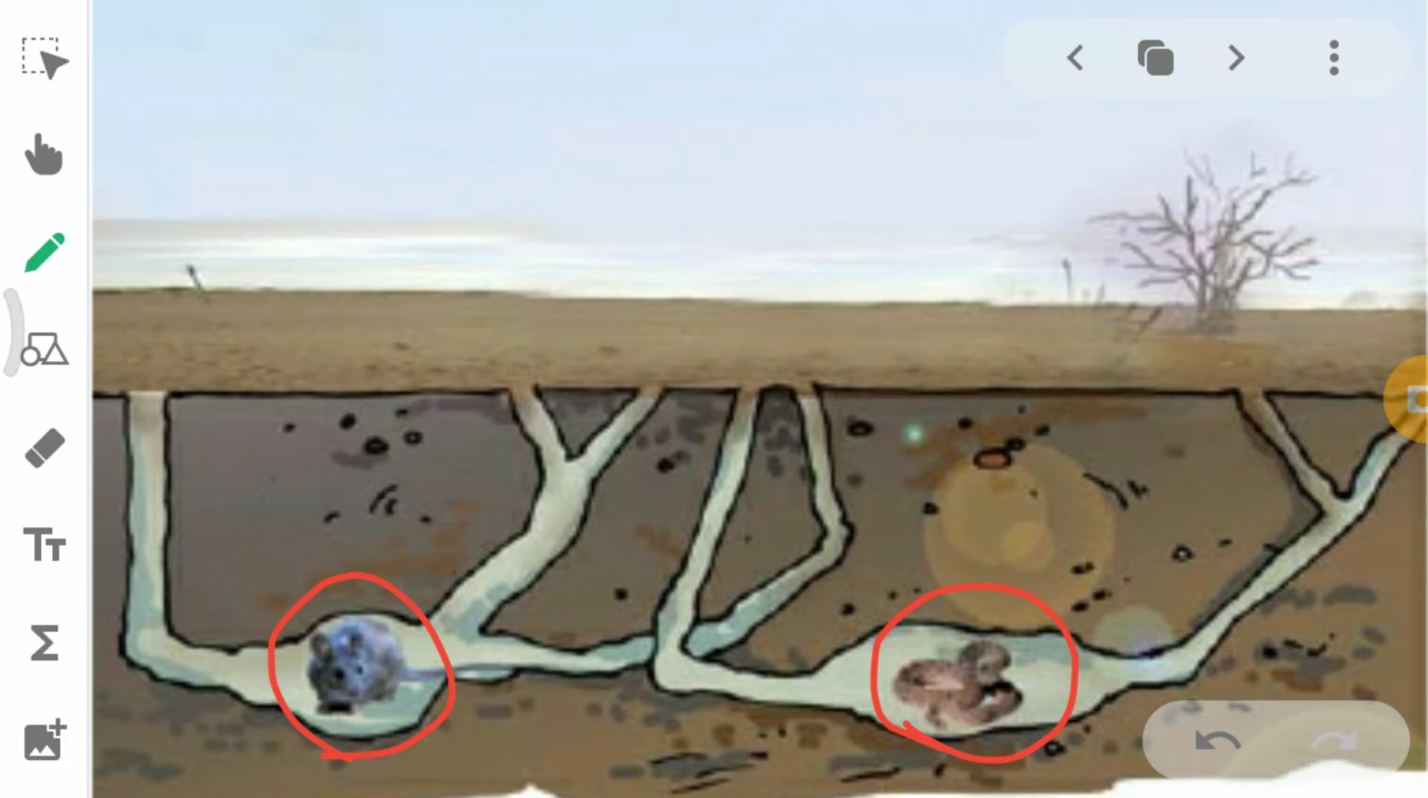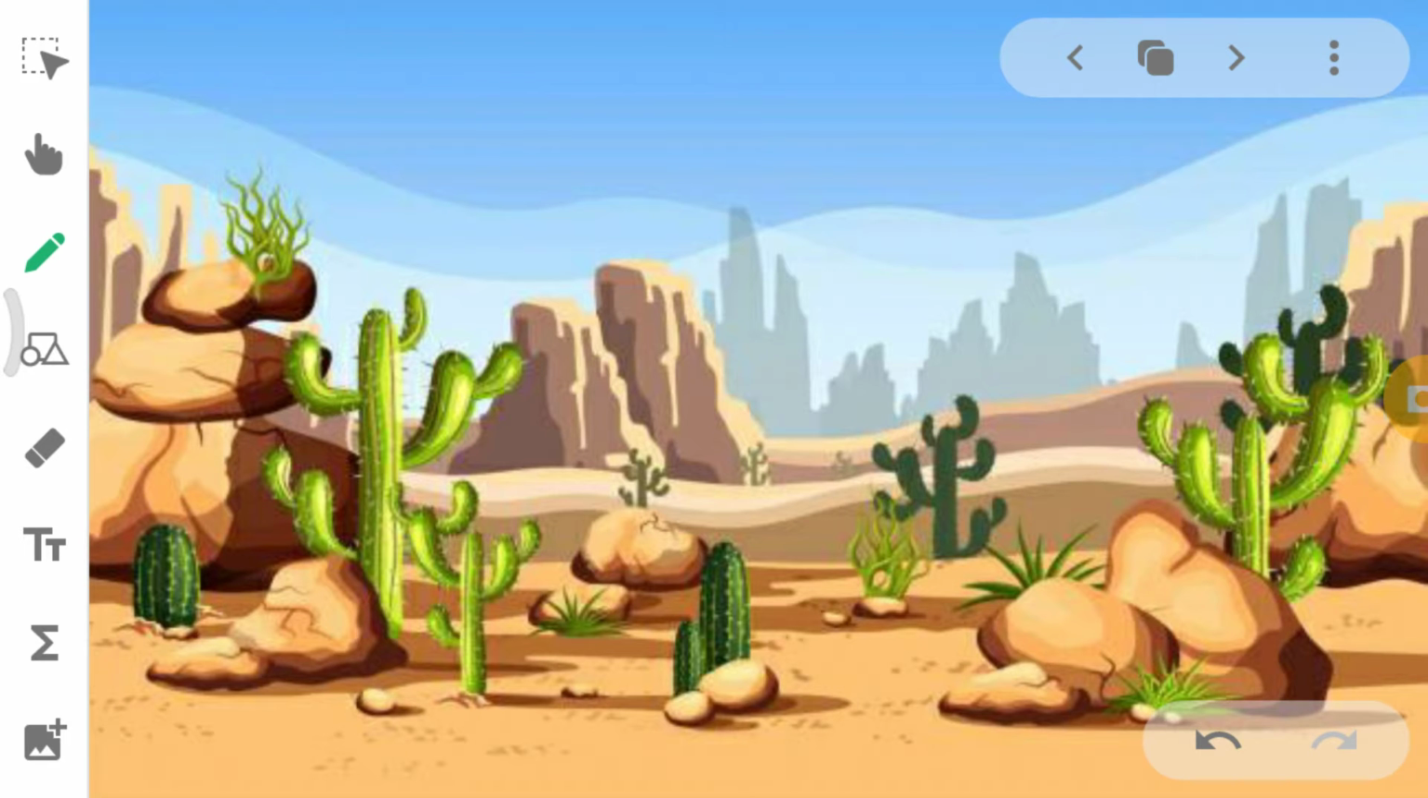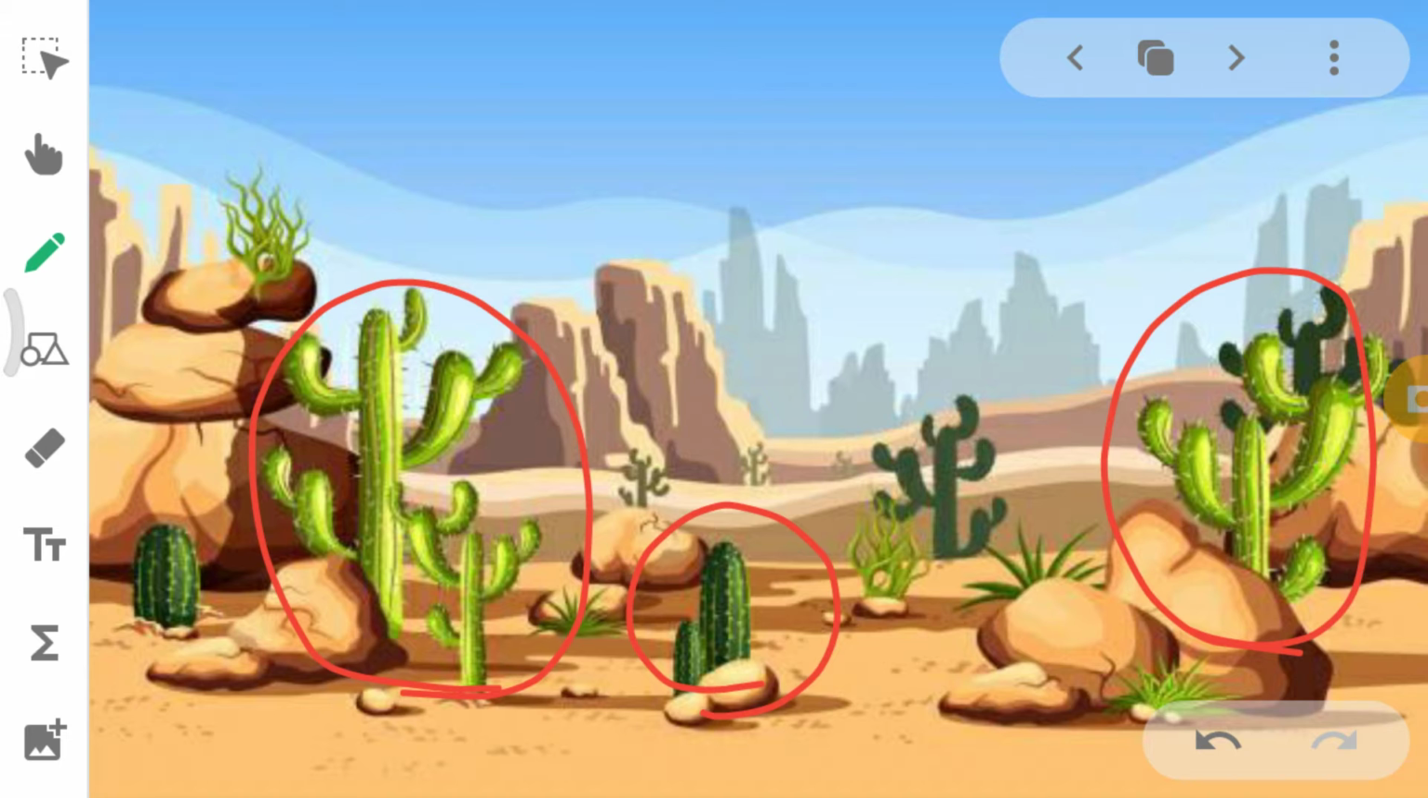Now let us learn how plants are adapted to survive in these desert conditions. As you can see, these are the various types of desert plants, right? These desert plants lose very little water through transpiration. The leaves in desert plants are either absent, very small, or in the form of spines. These help in reducing loss of water from the leaves through transpiration.